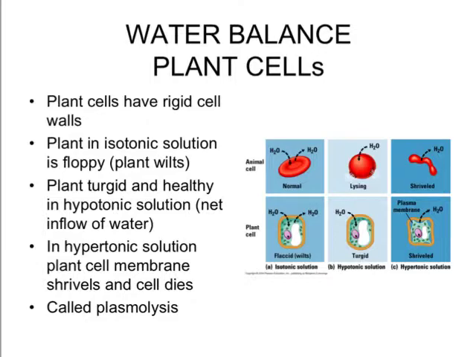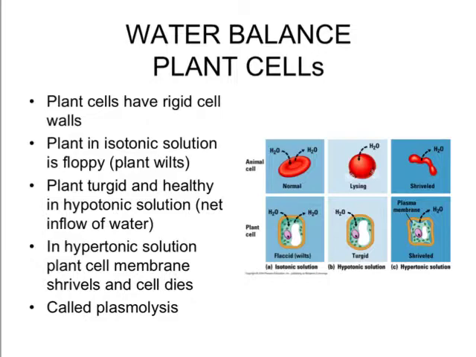It is interesting to note that animal cells and plant cells require different tonicities of solutes in order to keep them healthy. So we said for animal cells that an isotonic solution is best. If it's hypertonic, then the cell will shrivel. If it's hypotonic, then the cell will burst. However, in plant cells, they have that rigid cell wall. And so a plant cell in an isotonic solution is actually going to be kind of wilty or floppy.